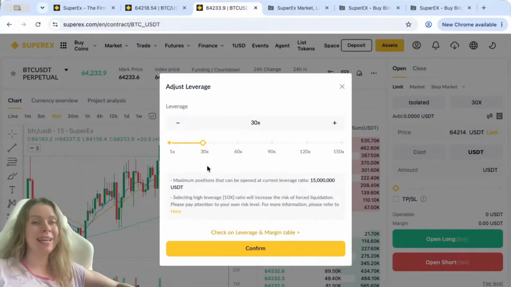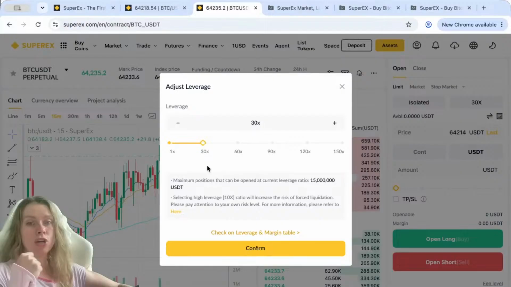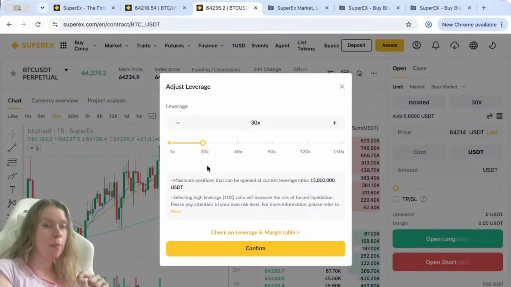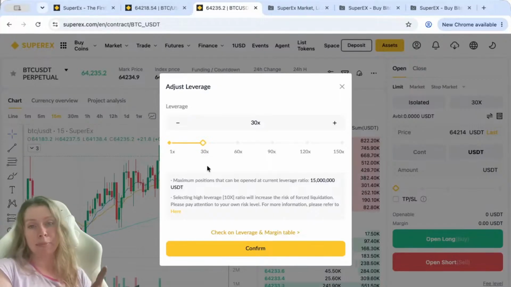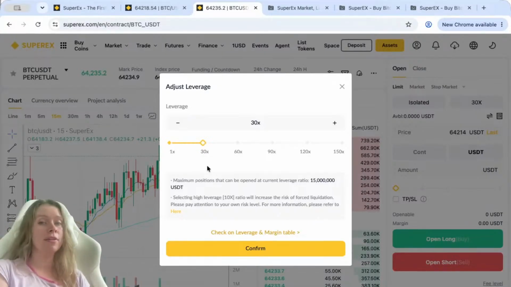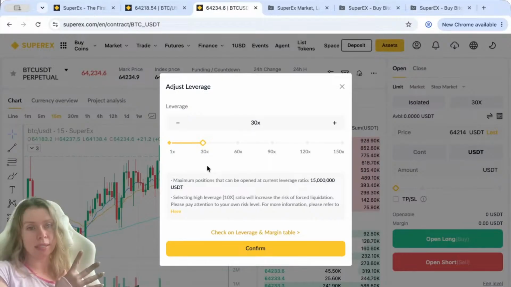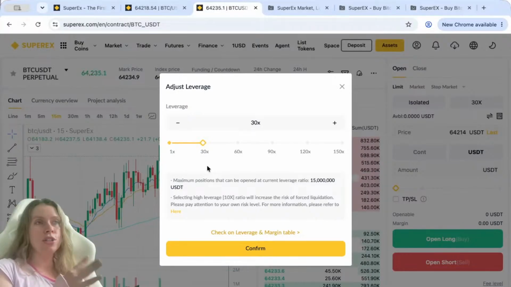Selecting a high leverage will increase the risk of forced liquidation. So at 150 times, a 0.66% move against you wipes you out. At 10 times, it takes a 9% move. At 3 times, you can survive a 30% crash. Higher leverage isn't bigger profits. It's smaller margin for the same position size, which just means tighter liquidation distance, okay? So once you've chosen, click confirm.